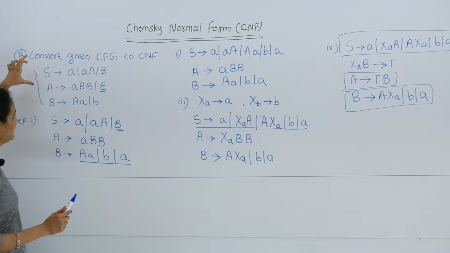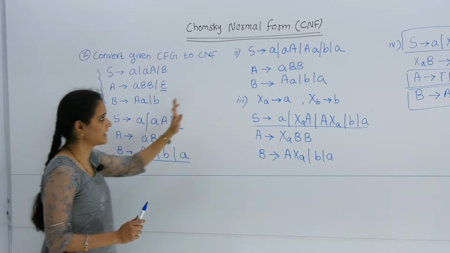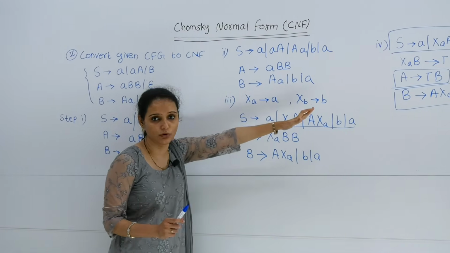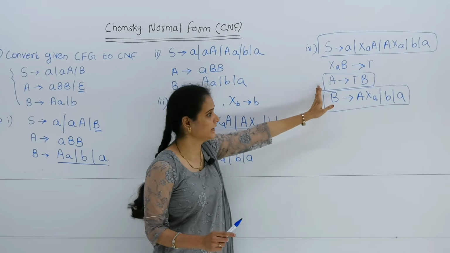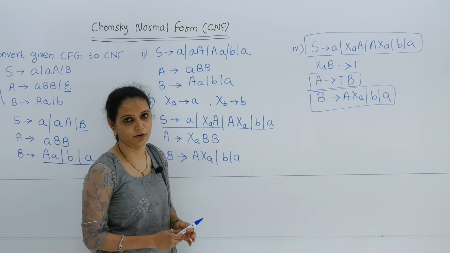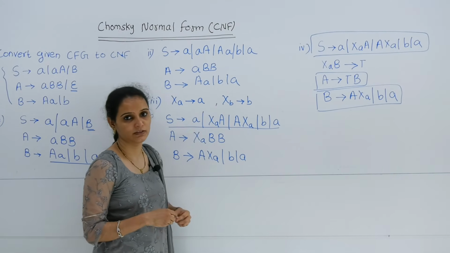The question is given here, a context free grammar, and we have applied the 4 steps, step 1, 2, 3 and 4, and finally we have converted the context free grammar into the Chomsky normal form. So in the next video we will see another example of the Chomsky normal form.